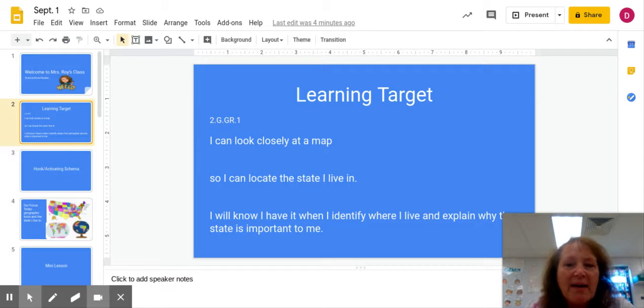I will know I have it when I identify where I live and explain why the state is important to me. We can talk about any vocabulary that we need to, but I have some vocabulary that's also on the learning target that I'll show on a couple of slides down.